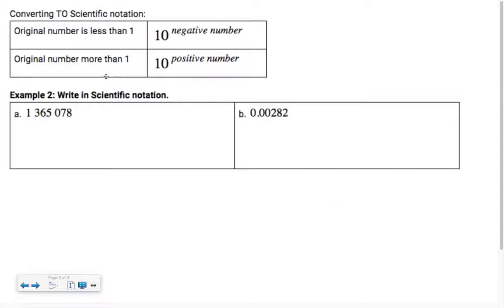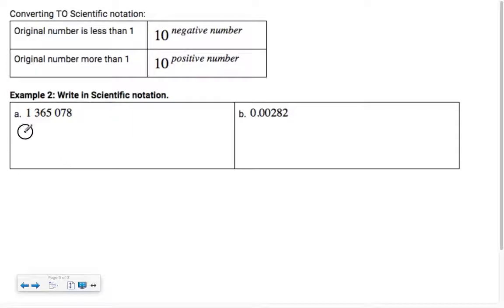We can also go from an original number, or a normal number, to scientific notation. So if our original number is less than 1, we are going to have 10 to the power of a negative number. If our original number is more than 1, we will have 10 to the power of a positive number. So here our original number is more than 1, which means we're going to have some number times 10 to the power of a positive number.